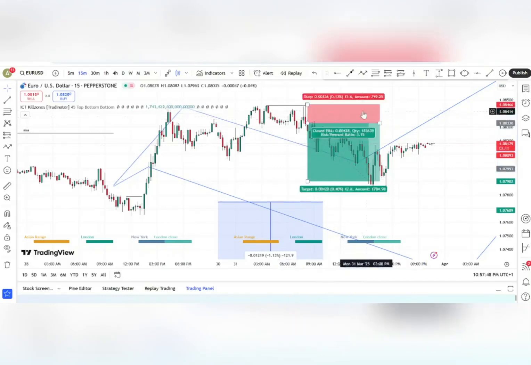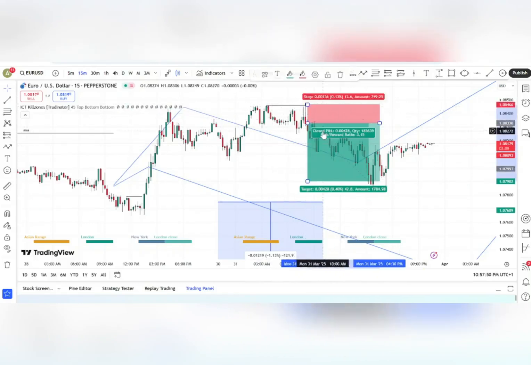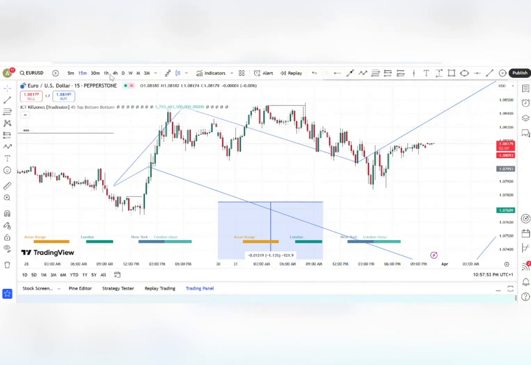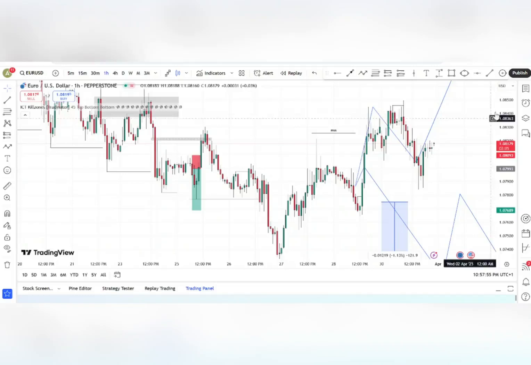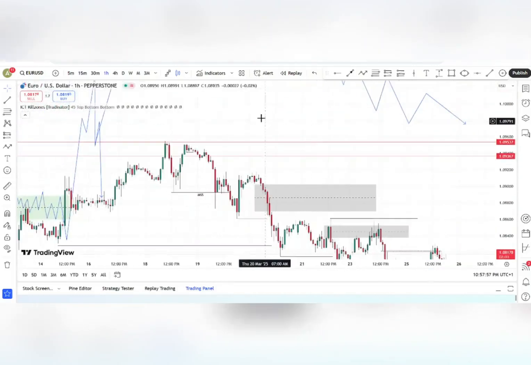So you see this trade setup. This is manipulation. So be mindful of this in the market. Yeah. So this is for the AMDX.